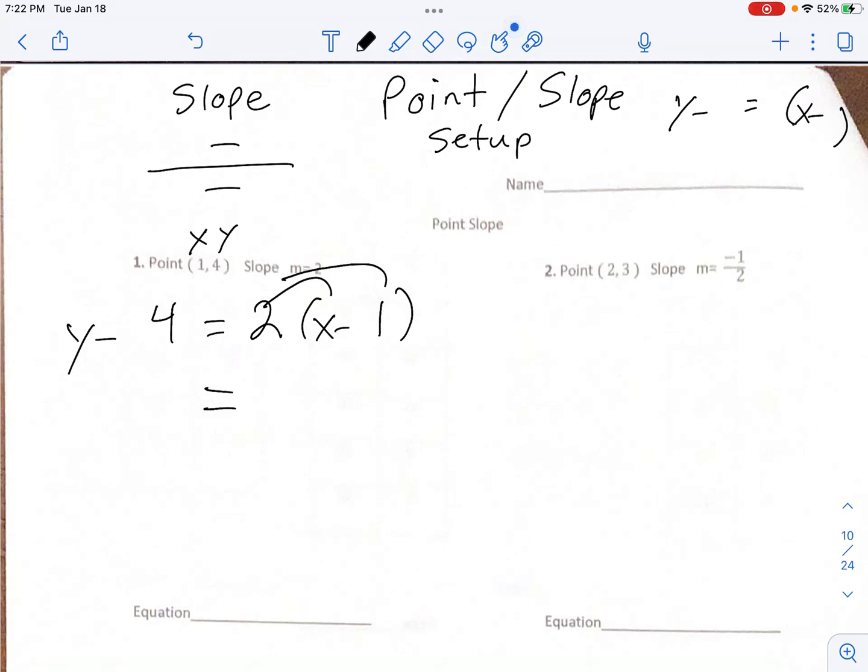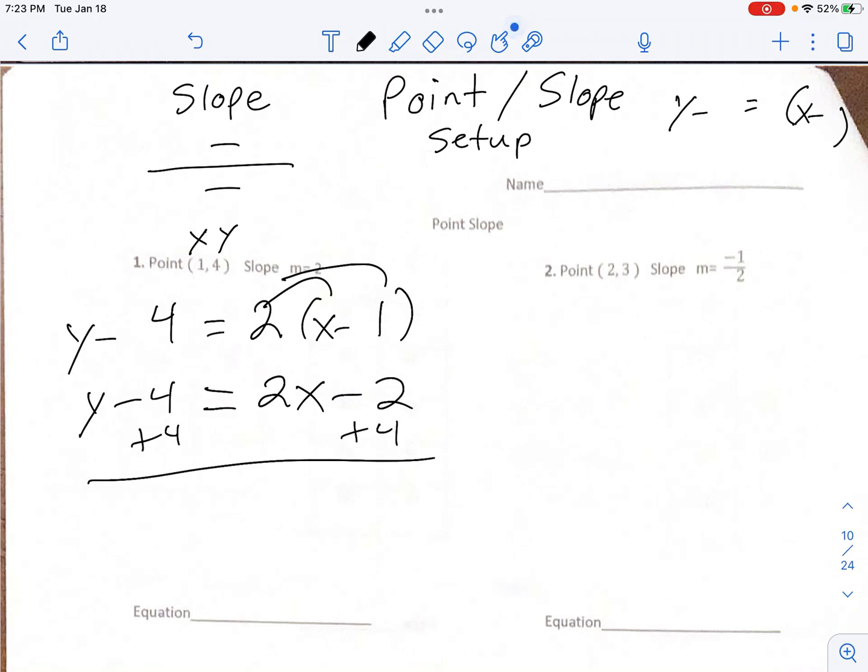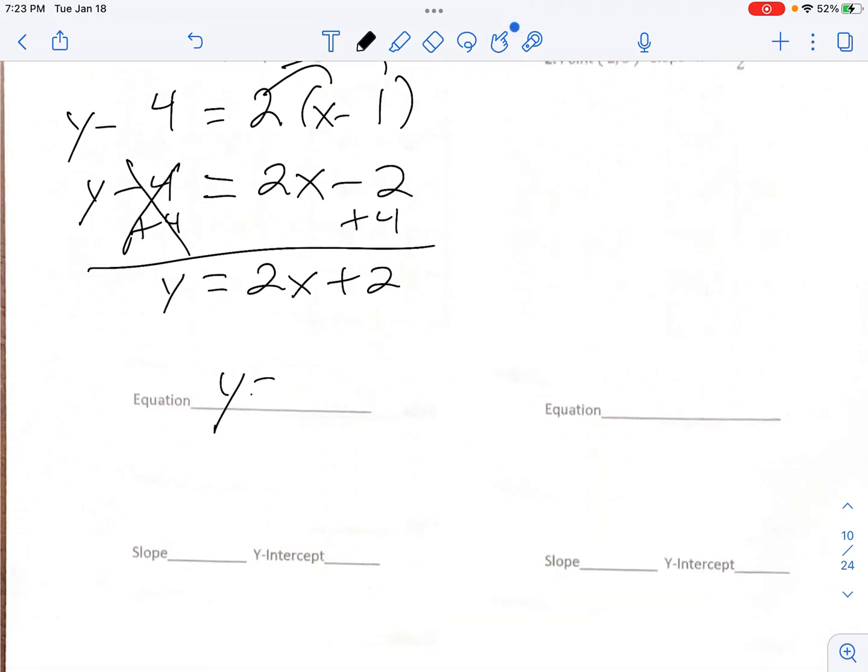now you're going to distribute to get rid of the parenthesis. 2 times x is 2x. 2 times negative 1 is negative 2. Now the parenthesis is gone. Drop this side down. And then the last thing would be, because this is negative 4, I'm going to add it to the other side. That way that goes away. I get y equals 2x, and then negative 2 plus 4 is positive 2. So that's my equation. y equals 2x plus 2. The slope is right here. The y-intercept is right there. Done.